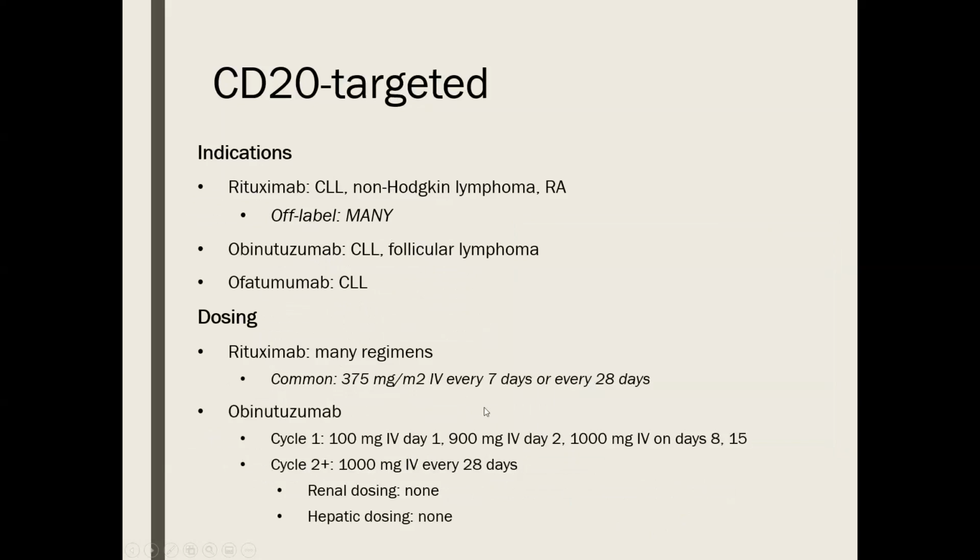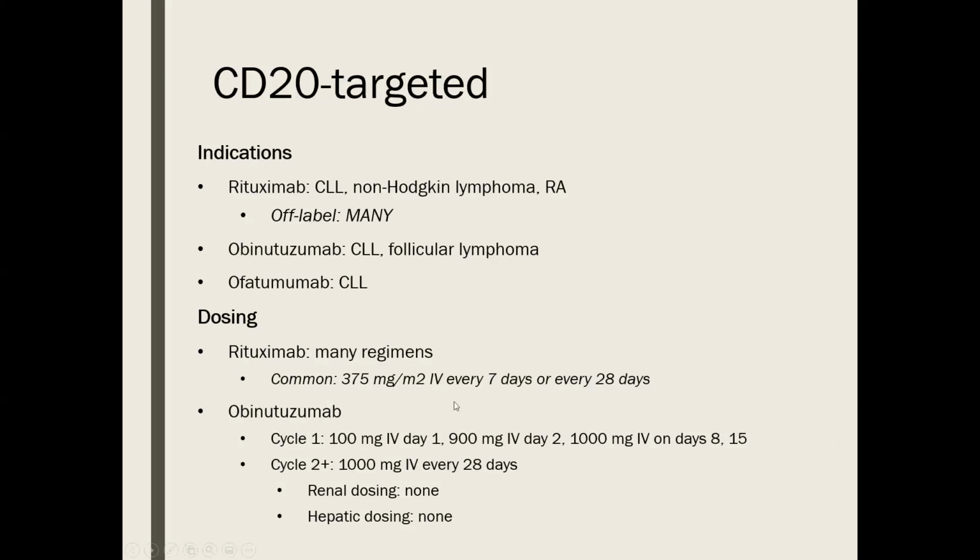When you talk about indications, it's not really a fair question because, of course, rituximab has lots of FDA-approved indications, but even more so, many, many, many off-label indications that we use in clinical practice. Whereas with the second-generation CD20 targeted therapies, these are a little more restrictive with regard to their FDA-approved indications. Dosing of these CD20 directed therapies does vary as well.